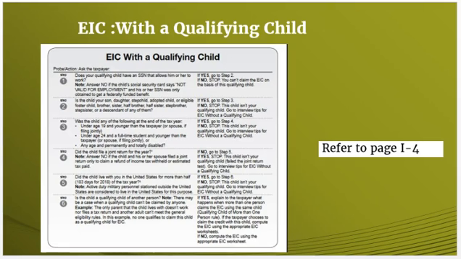To claim earned income credit, you're going to get more of the credit if you have a qualifying child. So who is a qualifying child? If you look on page I-4 of your 4012, it's going to give you, again, that screening page of what a qualifying child might look like.